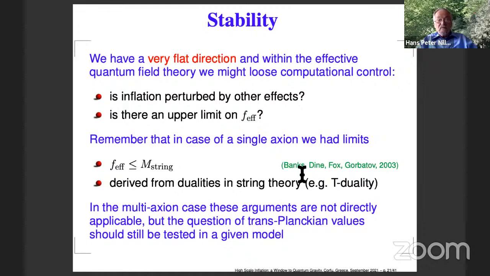In the single axion case, of course, there was T duality, and we knew that F is smaller than M string. And in the multi-axion case, these arguments, of course, are not directly applicable, but we still have to think about how this can work and what it means.